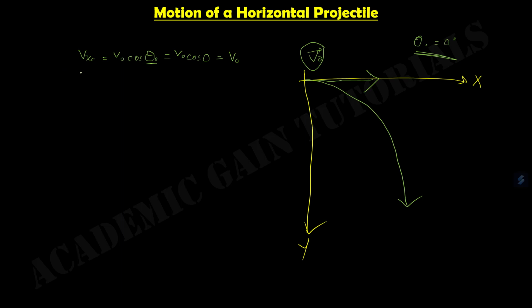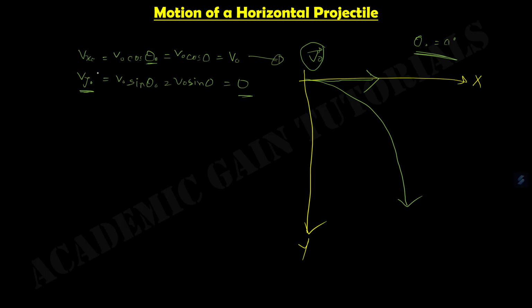And what about the component along the y-axis? It will be vy0. Vy0 equals v0 sine theta naught. As theta naught equals 0, it will be v0 sine 0 degree, which equals 0. So along the y-axis, vy0 equals 0. So we derived some formulas about our horizontal projection. Let us now derive another equation.